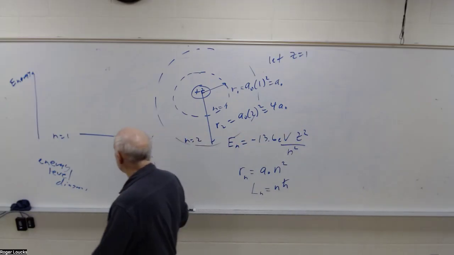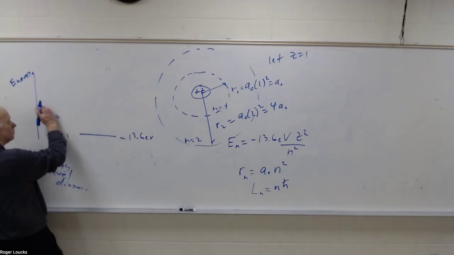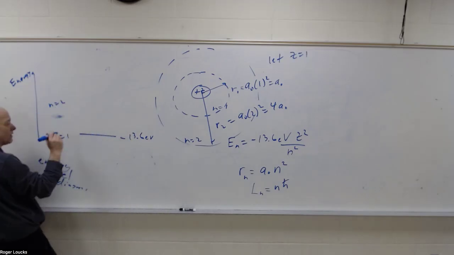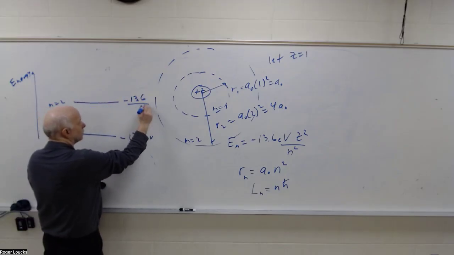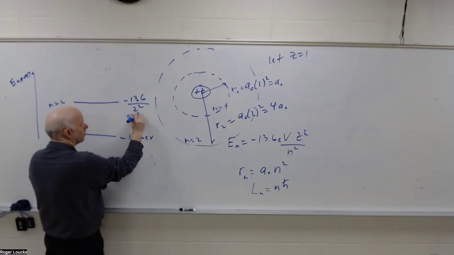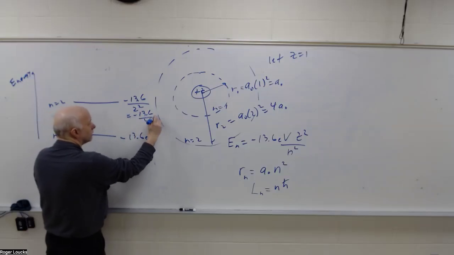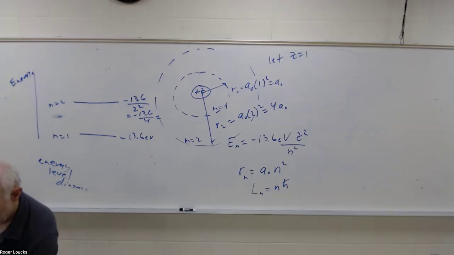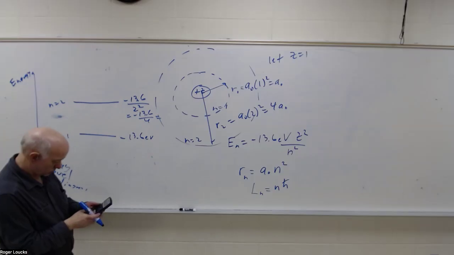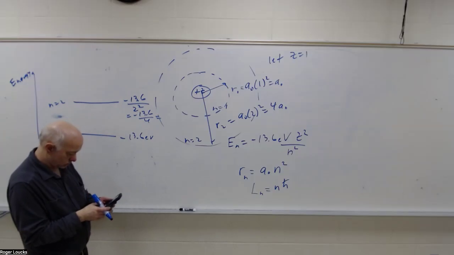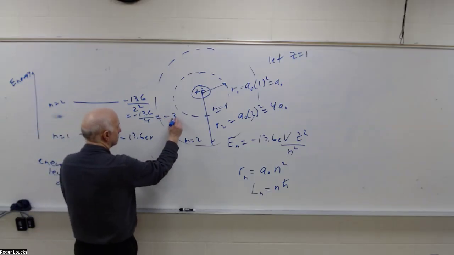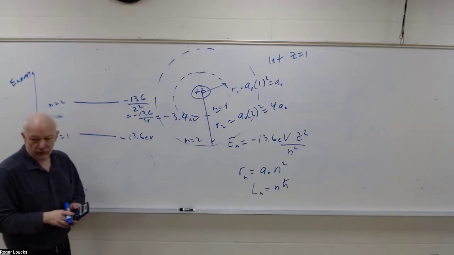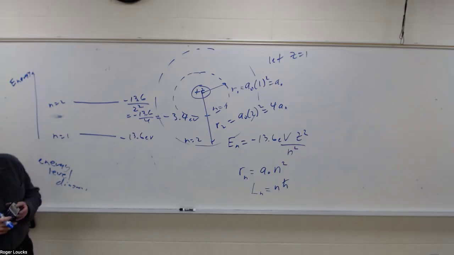So what does this become for n equals 2? I have minus 13.6 over 2 squared, minus 13.6 over 4. To work that out, what does that equal? Minus 3.4 eV.